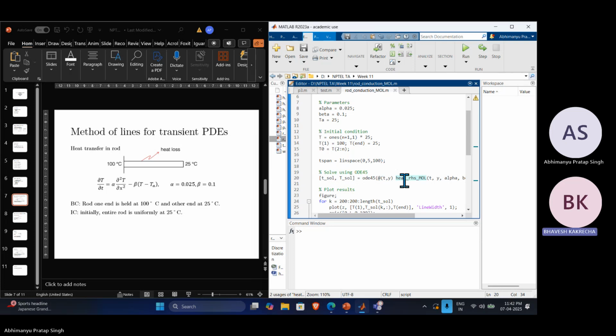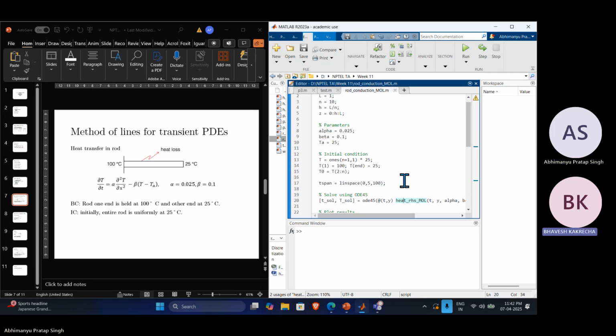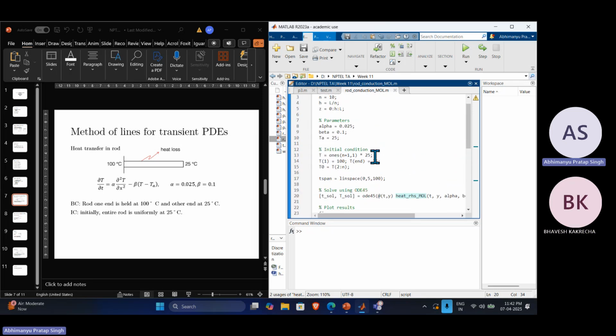Sir, this initial condition that is given, that the temperature at time zero is 25 degrees uniformly throughout, that condition is applicable outside of the function. Am I right? Yes, that is applicable outside of the function, so that is what I have done. So this is my initial condition assignment.